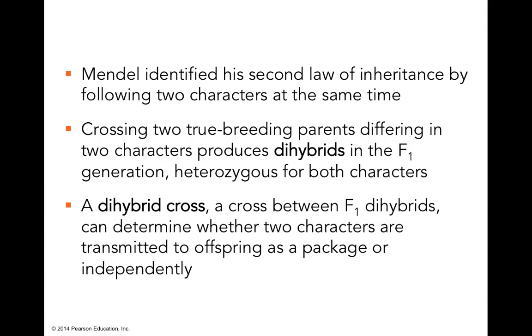So Mendel, to get his second law of inheritance, the law of independent assortment, used a dihybrid cross. So he's looking at two different characteristics at the same time. A dihybrid cross is a cross between F1 dihybrids, so hybrids with two different characters that are transmitted to offspring, and he wanted to know were they transmitted as a package or independently.